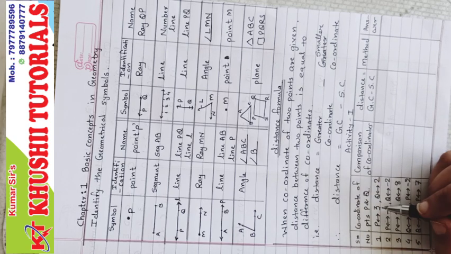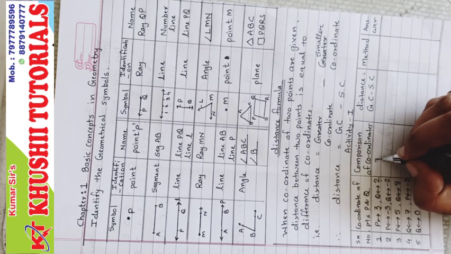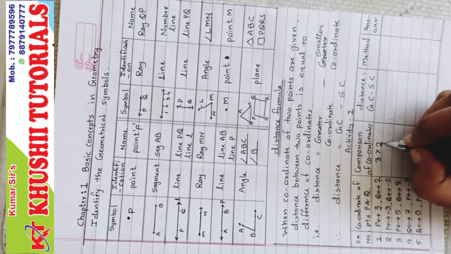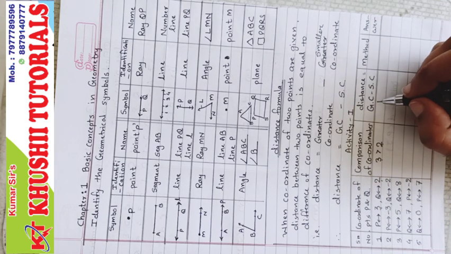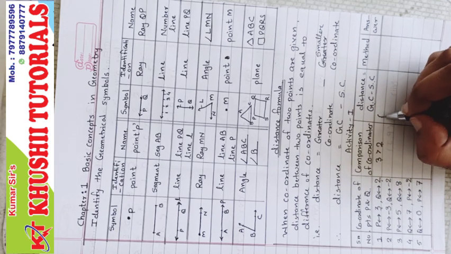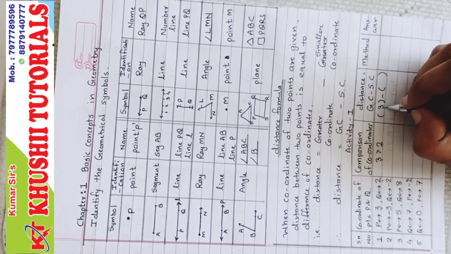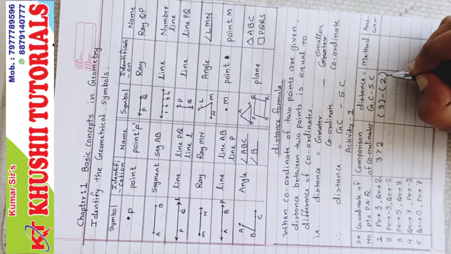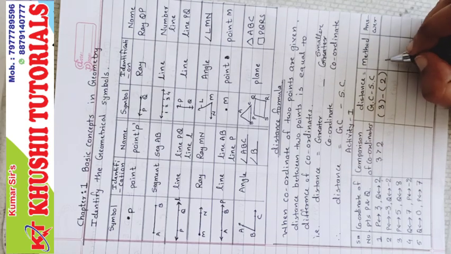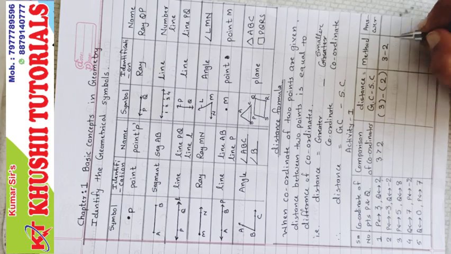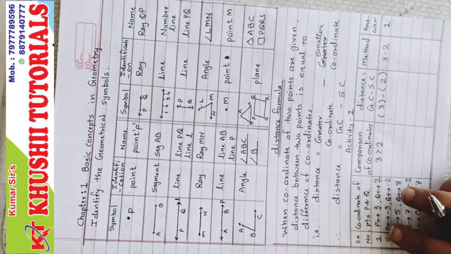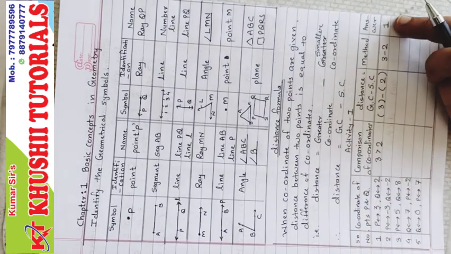So we have to compare. Now what is greater, 3 or 2? Definitely 3 is greater than 2. So 3 is the greater coordinate, 2 is the smaller coordinate. Now the distance formula is greater coordinate minus smaller coordinate. Compulsorily you have to write brackets. (3) minus (2). Now open the bracket, it becomes 3 minus 2, and 3 minus 2 is 1. So the distance between P and Q is 1.